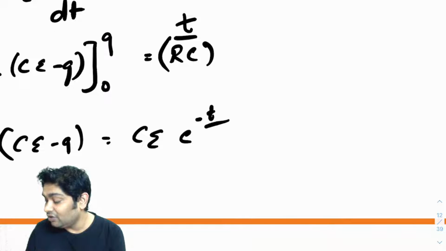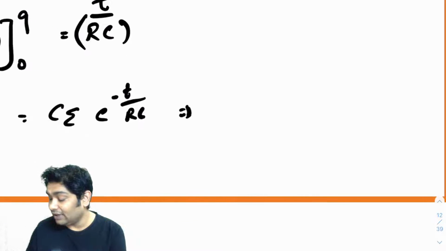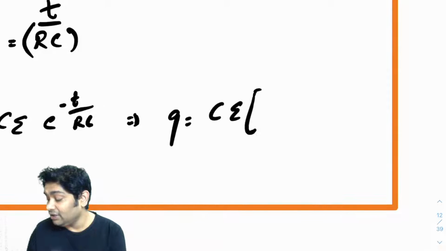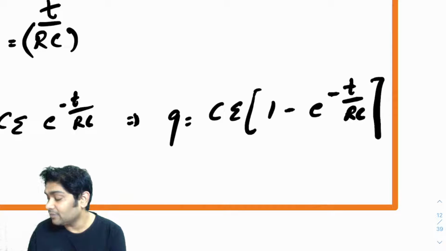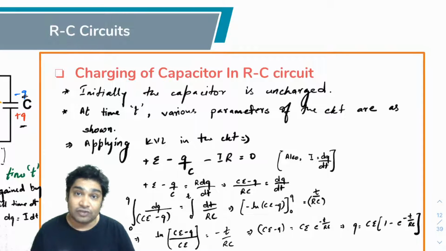Minus t over RC. So from here I am getting that Q equals CE. I am taking it common. If I take CE common, I am getting 1 minus e to the power of minus t over RC. So that is the expression that I got for the charge in the capacitor as a function of time.